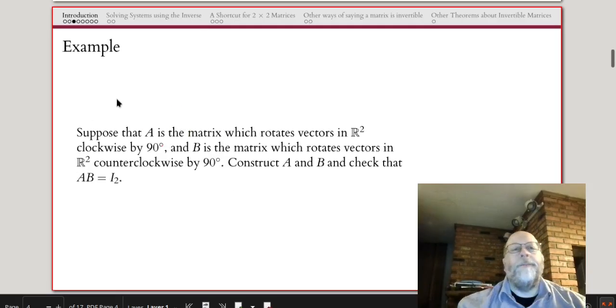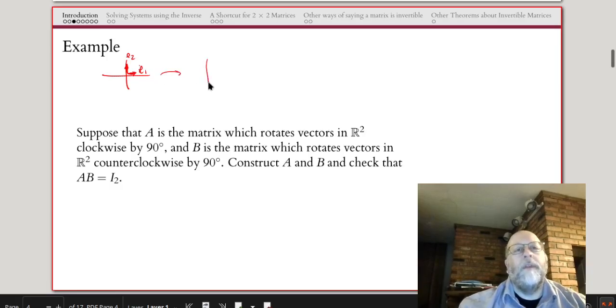So let's look at an example. Suppose that A is a matrix that rotates vectors clockwise by 90 degrees. And so A is going to take our standard vectors I and J, or E1 and E2, and transform them 90 degrees clockwise. So the transformed version of E1 is now pointing down. The transformed version of E2 is now pointing to the right.